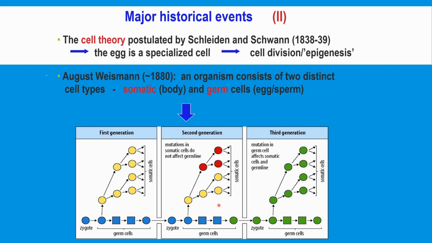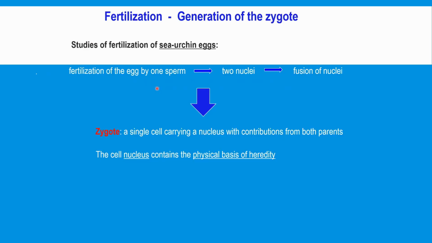And he then argued that mutations to the somatic cells that don't affect the germline would not have a hereditary effect. However, if you did have a mutation in a germ cell, this mutation would affect the somatic cells and furthermore be passed on to the next generation. And the germ cells could be studied further. They could study the fertilization of eggs. In particular, sea urchin eggs were important here.